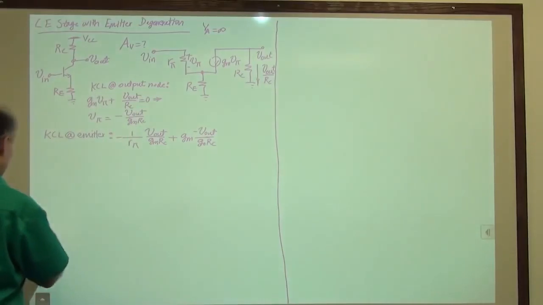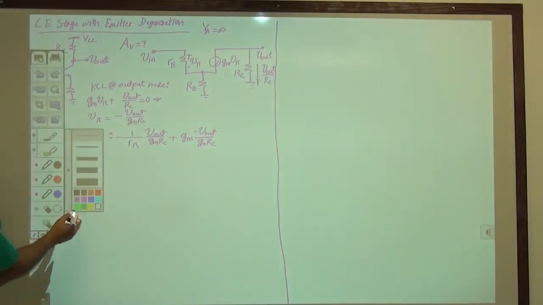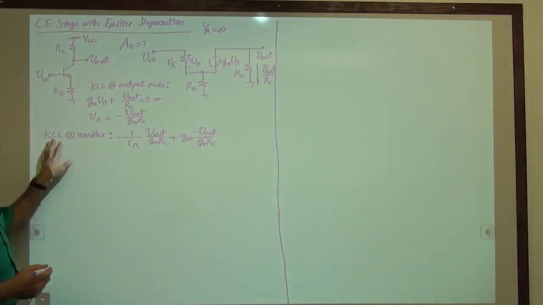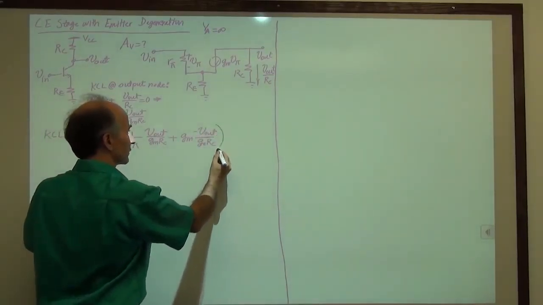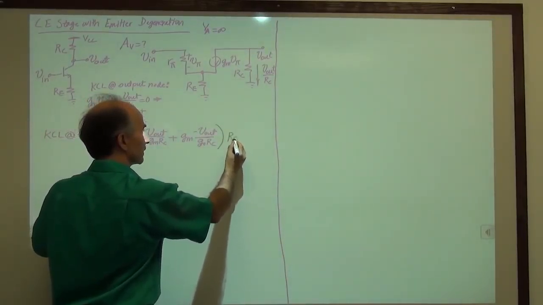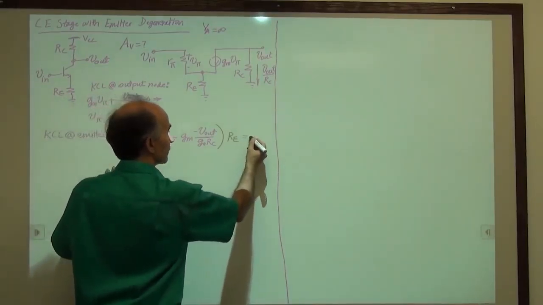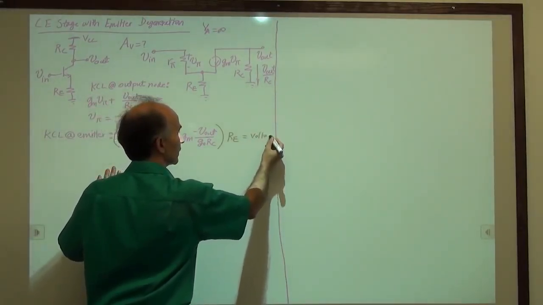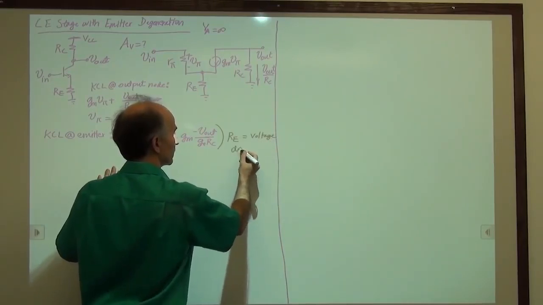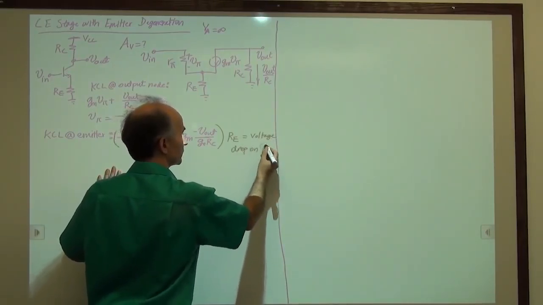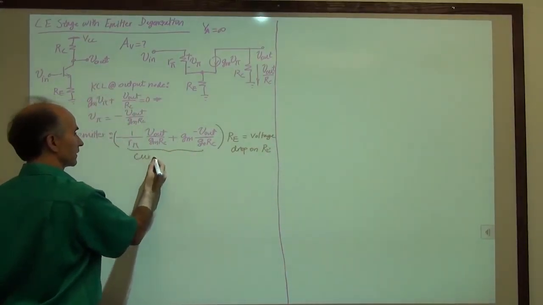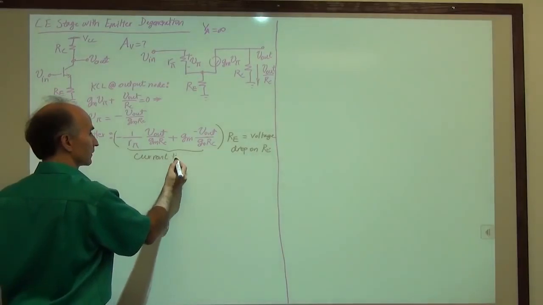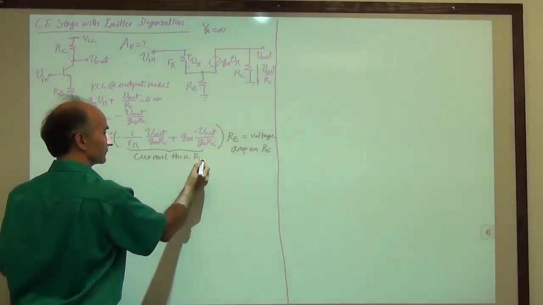I will change my color because I want to make sure there's no confusion. That was the result of KCL at the emitter, and I'm going to multiply this by RE and call it a voltage drop on RE, because this is the current through RE.